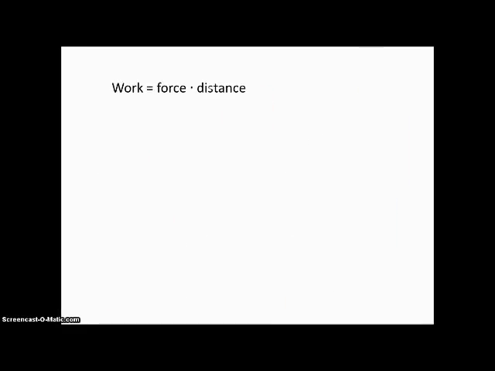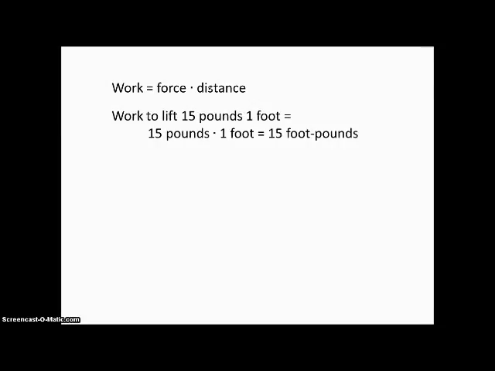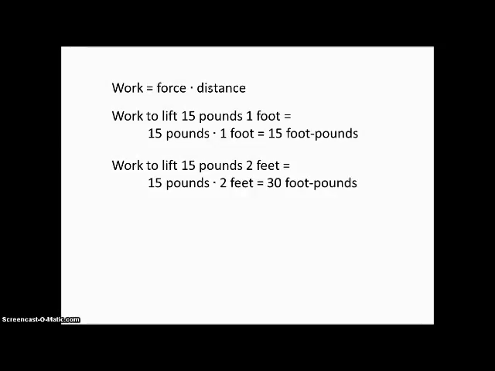So the equation for work is force times distance. So the work to lift 15 pounds 1 foot is 15 pounds times 1 foot, which is 15 foot-pounds. The work to lift 15 pounds 2 feet is 15 pounds times 2 feet, which is 30 foot-pounds. And yes, the unit for work is compound with a dash, in this case foot-pounds. Okay, so that's the work unit.